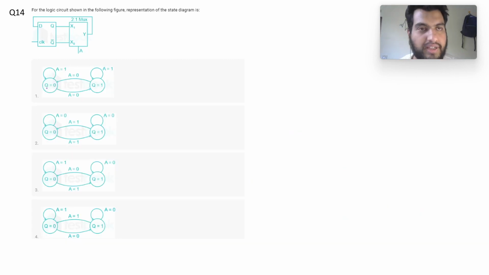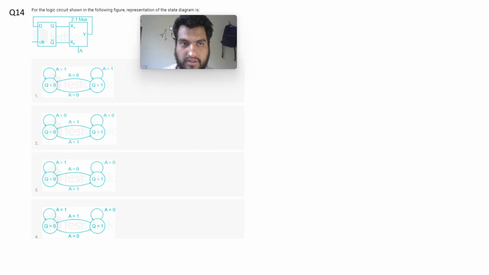Now we have a question here. For the circuit shown in the following figure, the representation of the state diagram is... We have a D flip-flop whose output Q is connected to the input of the mux X1, and output Q bar is connected to the input of the mux X0, and we have a select line A, and we have output Y. We need to find the state transition diagram based on this.